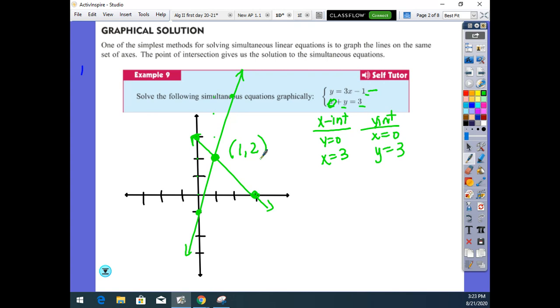Now, when you are solving any type of system, please make sure for each variable you have an answer. So when you graph it, you want that coordinate point listed as your final answer.